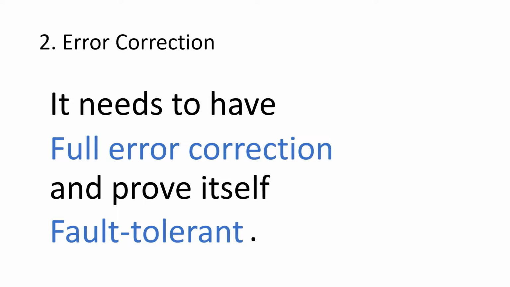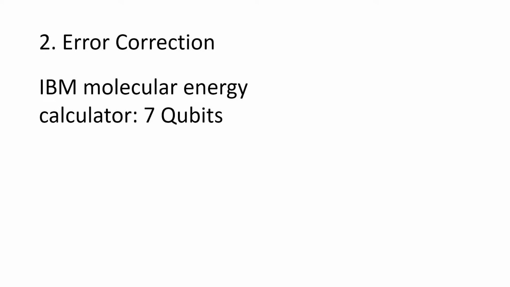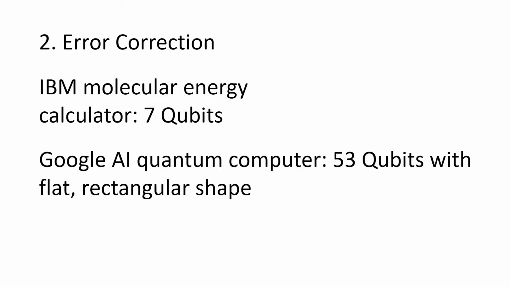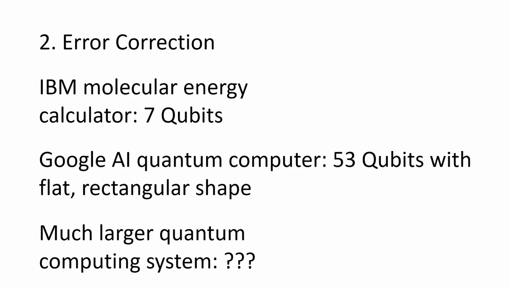The quantum computing system needs to have full error correction and prove itself fault tolerant. IBM Molecular Energy Calculator consists of 7 qubits, and Google AI Quantum Computer uses 53 qubits with a flat rectangular shape. They are also not perfect now, so a much larger quantum computing system requires the astonishing ability to correct errors.